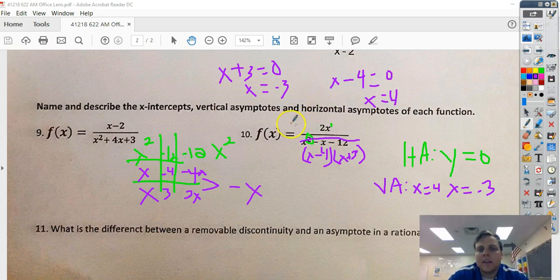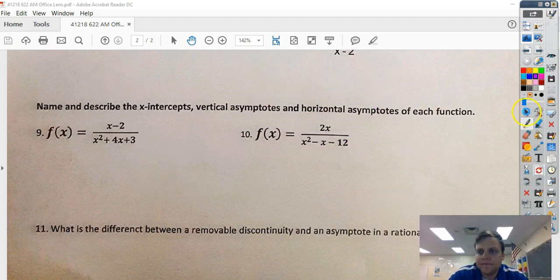Then to get our x-intercepts, we set our numerator equal to 0. If you set 2x equals 0, then we divide by 2, and we get x equals 0 divided by 2, which is 0. So we get the point (0, 0). Alright, let's go on to number 11.